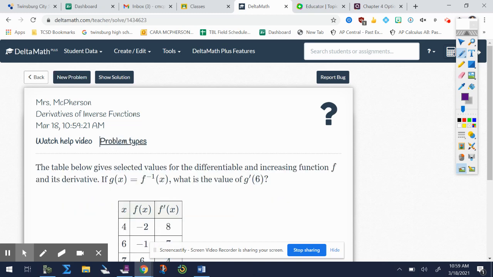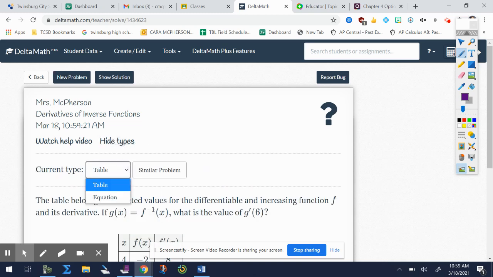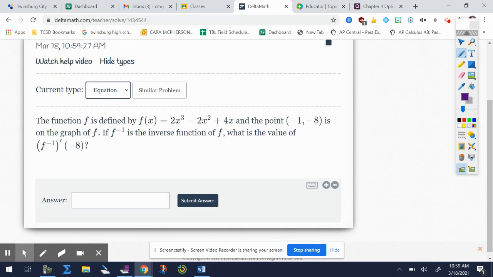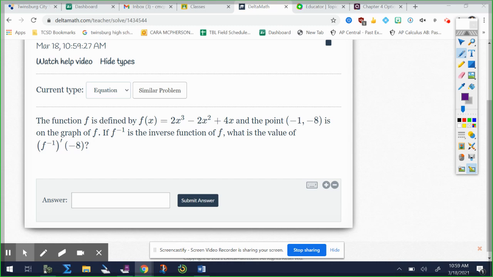I want to show you again one that's just in an equation. So we're going to look at one that's an equation. All right. So this is another way to present it. I'm presenting it kind of as a point. So your first step is to derive your original function. So we're going to derive 2x cubed to get 6x squared minus 4x plus 4. We're going to reciprocate it.